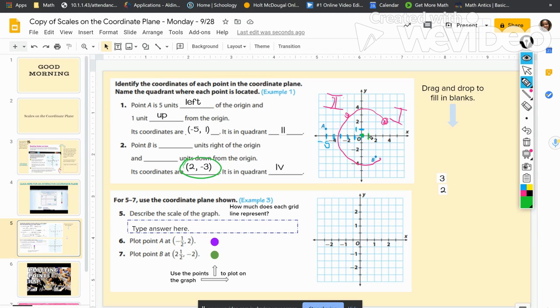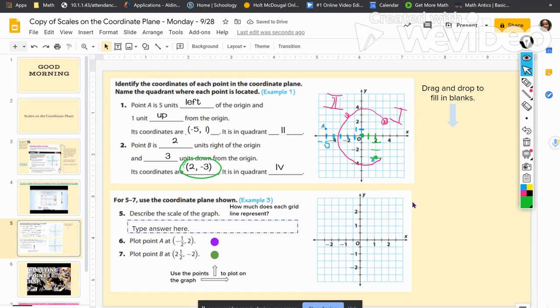And each grid line represents 1, so 1, 2. And then since my y coordinate is negative, I'm actually going to be going down. So I'm going to go down 1, 2. Oops, I'm going to go down 1, 2, 3. So there, look, I'm at point B. So I know I went down 3, and my only option left is to put that 2 right there.